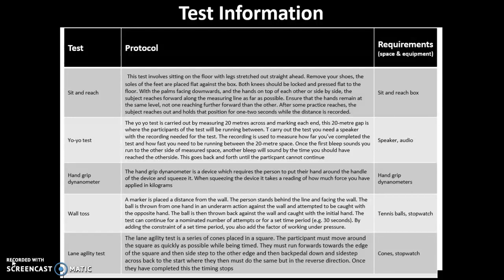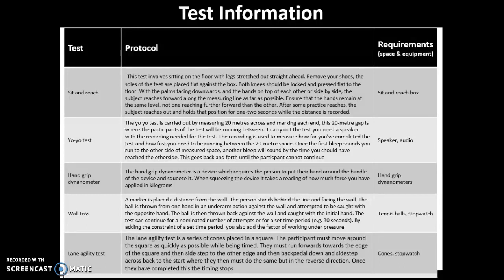So the wall toss test, a marker is placed a distance from the wall. The person stands behind the line and facing the wall. The ball is thrown from one hand in an underarm action against the wall and attempted to be caught with the opposite hand. The ball is then thrown back against the wall and caught with the initial hand. The test can continue for a nominated number of attempts, or for a set time period. By adding the constraint of a set time period, you also add the factor of working under pressure. So you need for this test tennis balls and a stopwatch to obviously record how much time they've taken.